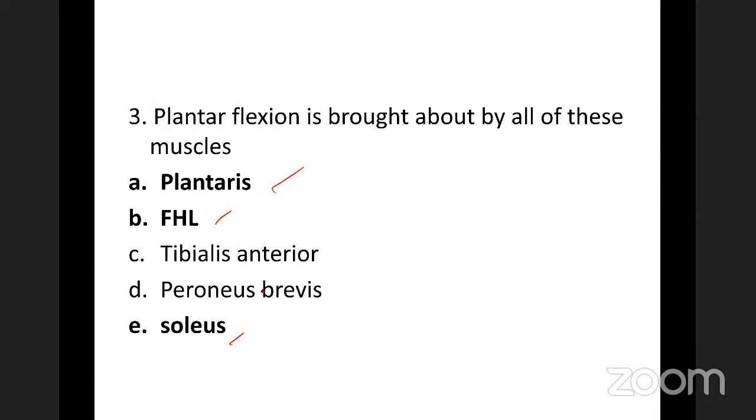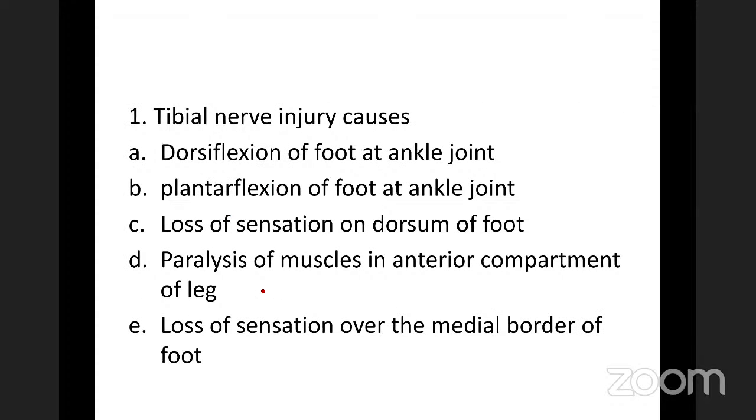Any doubts, students? Did you all understand? Yes. Now, ma'am, tibial nerve injury causes dorsiflexion of the foot at the ankle joint, plantar flexion of the foot at the ankle joint, loss of sensation of the dorsum of the foot, paralysis of muscles of the anterior compartment, loss of sensation over the medial border of the foot. What's the answer, students?